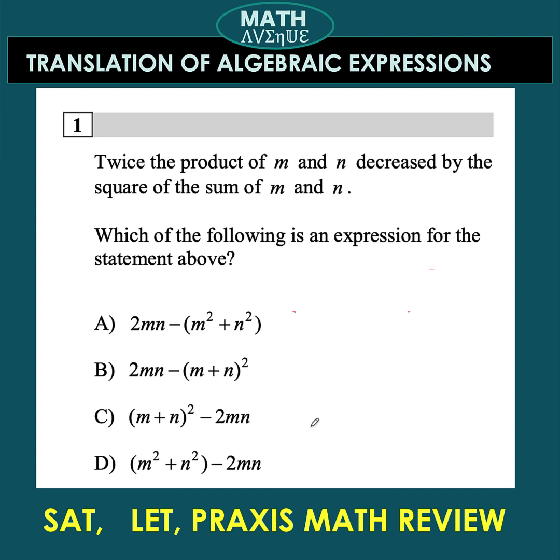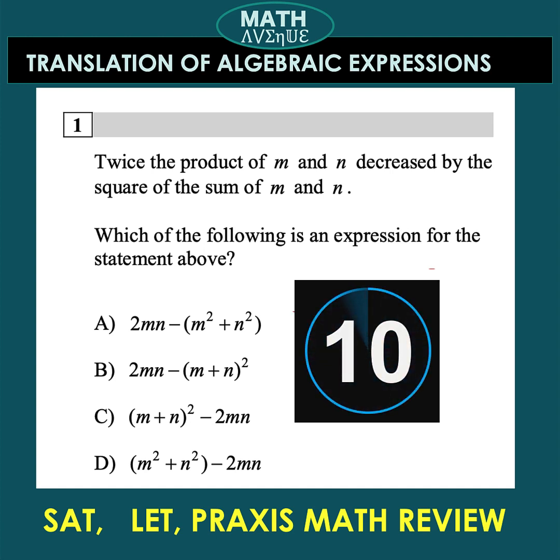Twice the product of m and n decreased by the square of the sum of m and n. Which of the following is an expression for the statement above? And you have these 4 choices. Try this problem first and I'll show you the answer after 10 seconds.